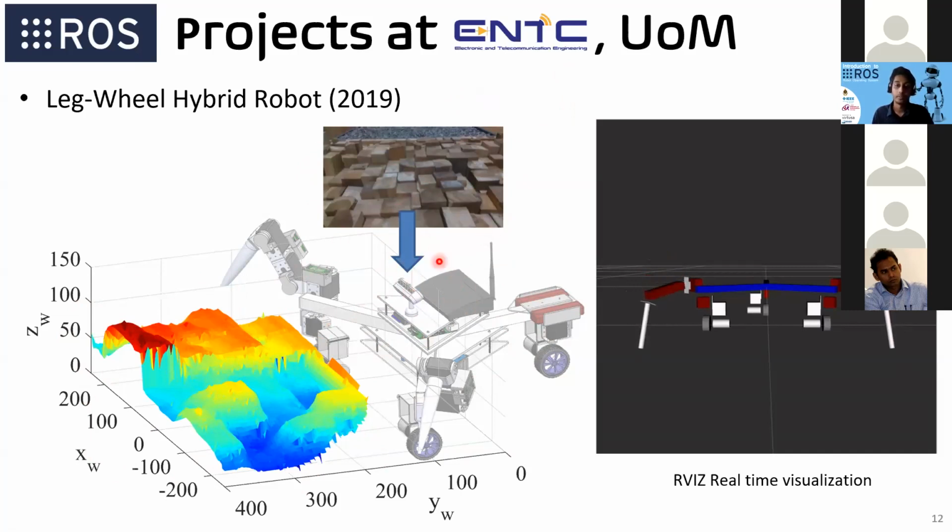We did all the processing on the laptop, and we give the commands to the robot again through Wi-Fi. Also, we can see how the robot is behaving using this ROS visualization tool. Even if we can't see the robot in person, we can see from this camera image and this visualization how the robot is behaving.